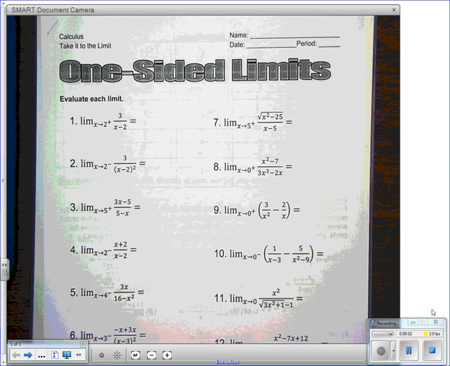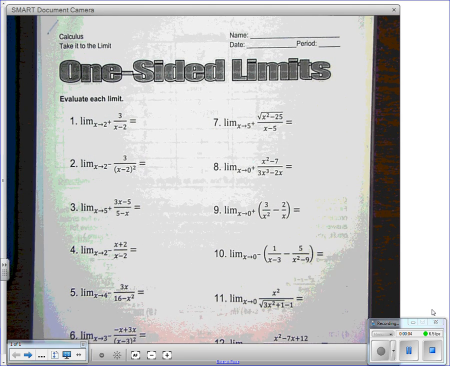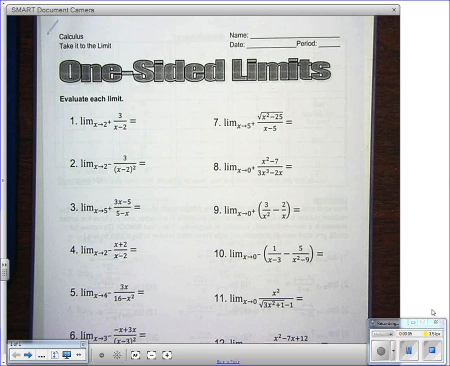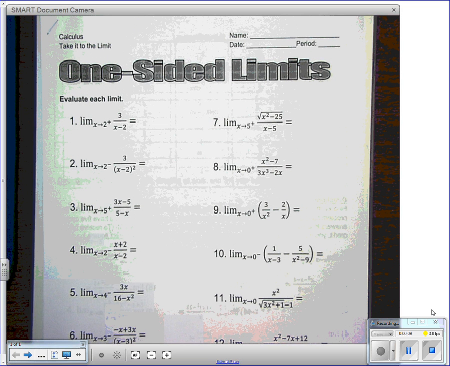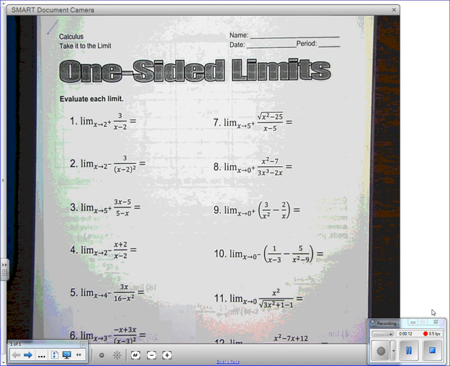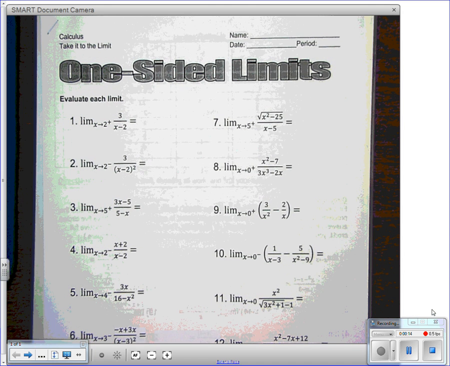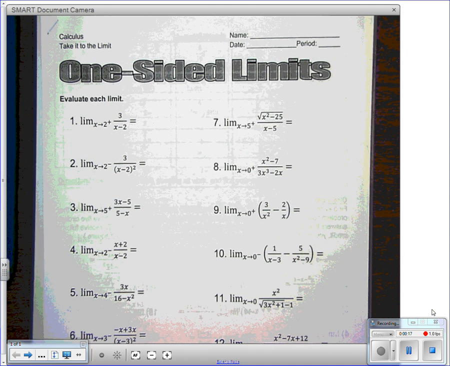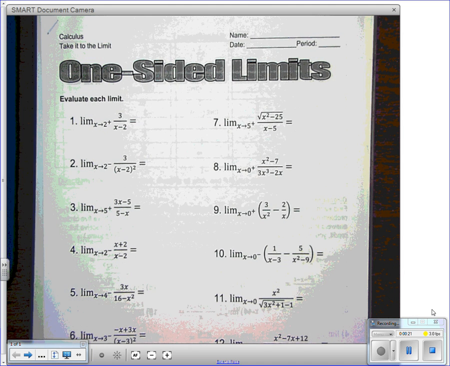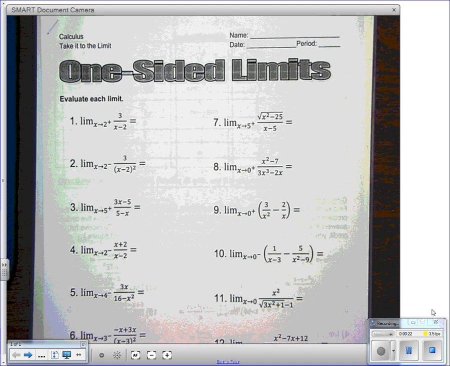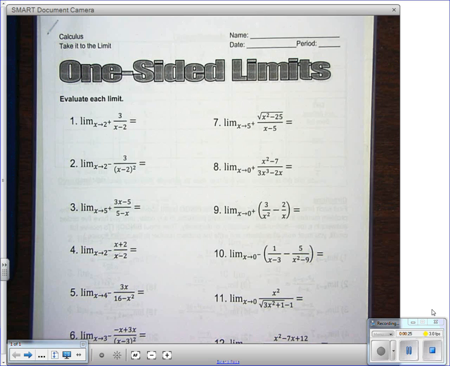Alright, so I'm going to go over the directions for your calculus Take It to the Limit project for the 6 weeks. I'm going to start off by telling you that each question is worth 1 point, and there are 12 on the first page. There are 24 questions on the second page. On the third page there are 15, and then on the back page there are 8. So there are a total of 59 questions, and it's out of 100 points.